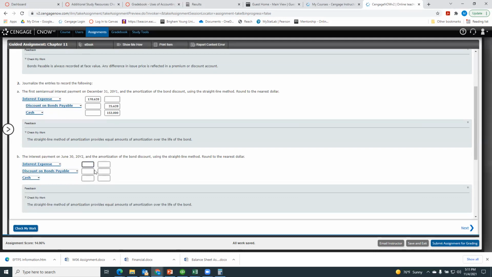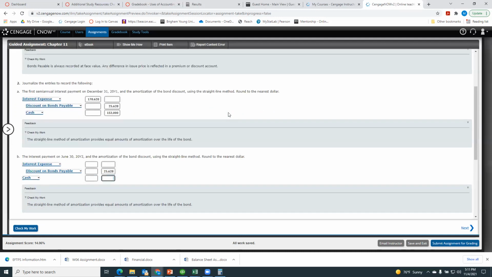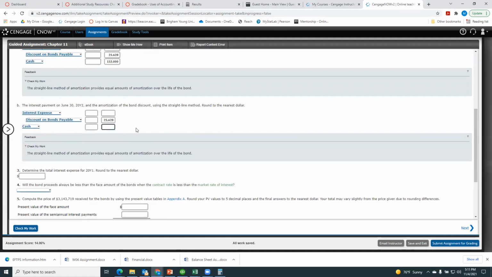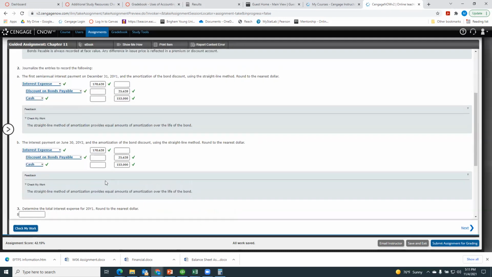The amounts will be exactly the same because we're doing a straight line, meaning we're amortizing the same amount every interest period, and the cash payment is always based on the face value times the rate times time, which in this case is 1/2 of a year. We'll double check it. Looks like we're good.